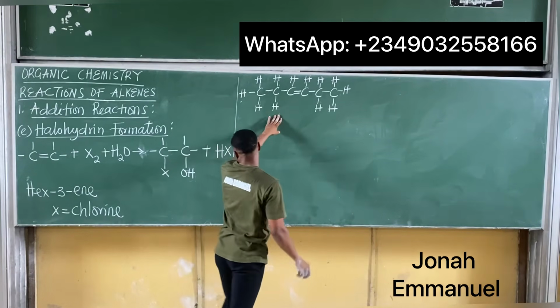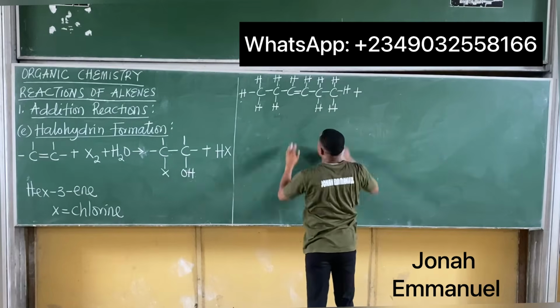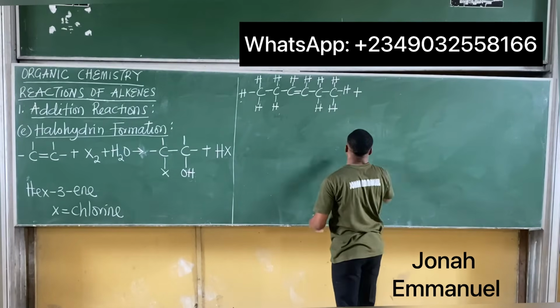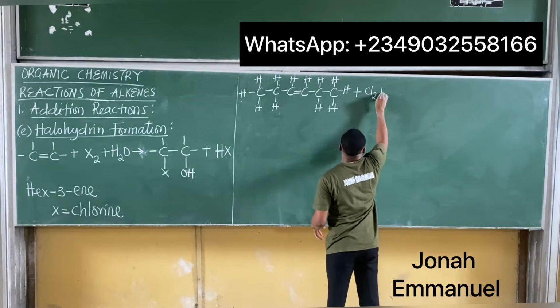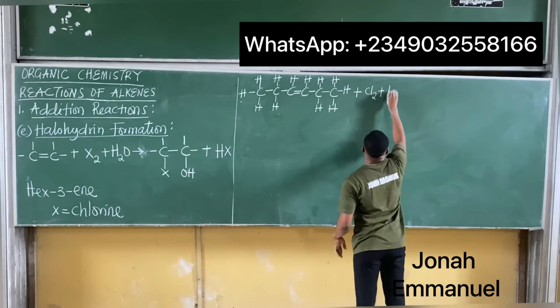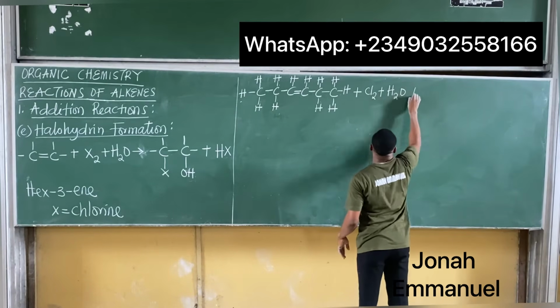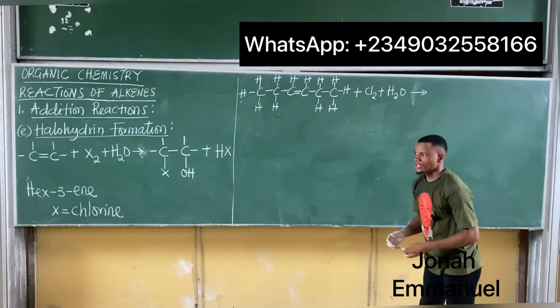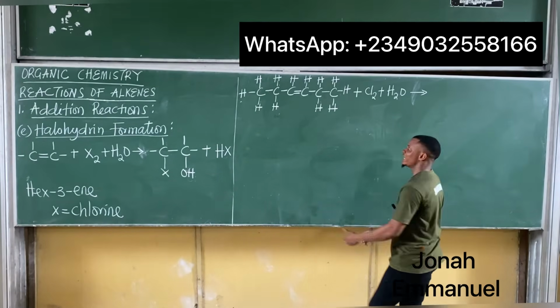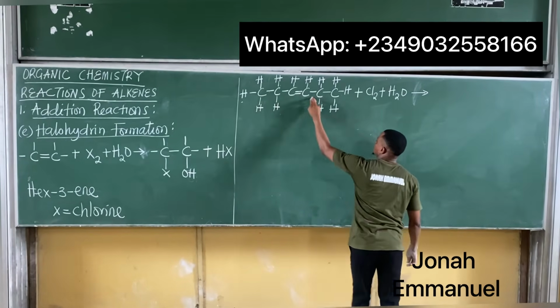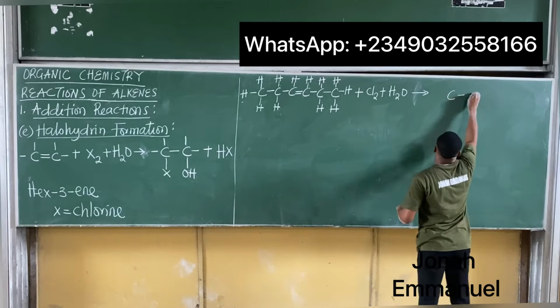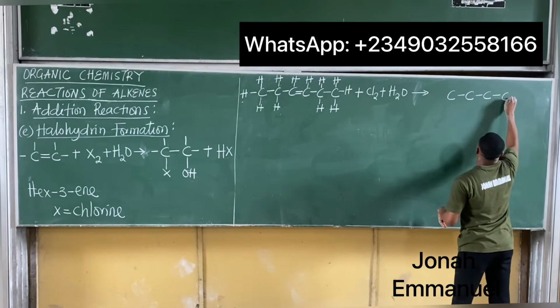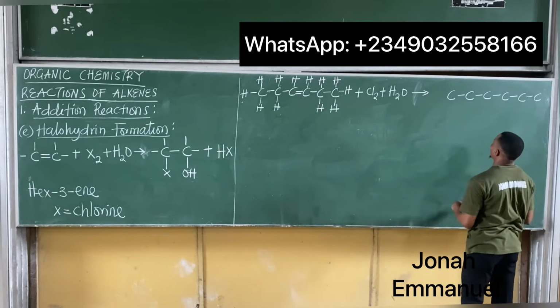Hex-3-ene combines with, we said X should be what there? Chlorine. So it becomes Cl2, plus what there? Water, that becomes H2O, to give you what? First of all, the corresponding. So get the number of carbons there: 1, 2, 3, 4, 5, 6. I have this.